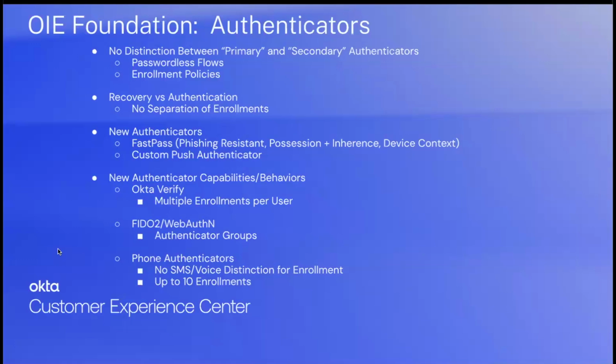In addition, there are some net new authenticators that are available in OIE. FastPass is obviously the most prominent one, and it's the one that gets the most attention. This is another authentication method that's built into the Okta Verify app. That's a phishing resistant possession plus inherence factor, provides device context, etc. There's also a new custom push authenticator capability.